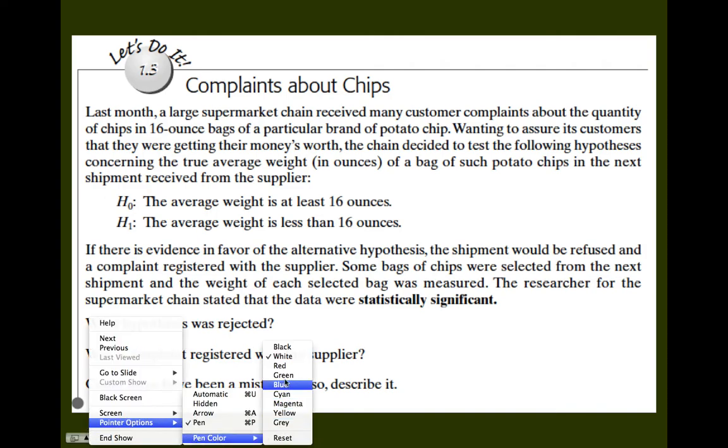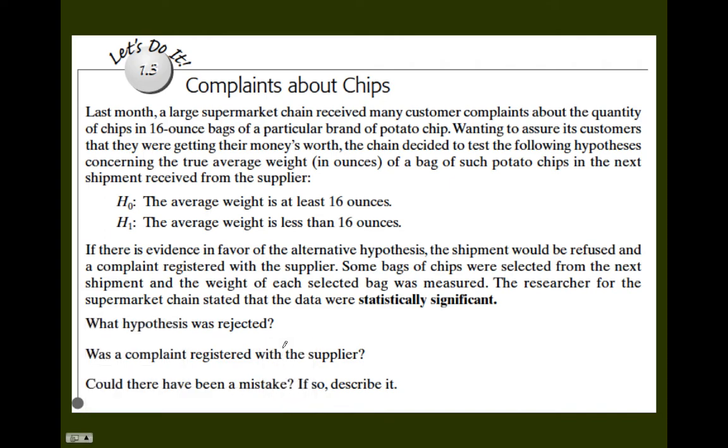So what hypothesis was rejected here? The answer is the null hypothesis. Was a complaint registered with the shipper? Yes. And then here comes a really important question.